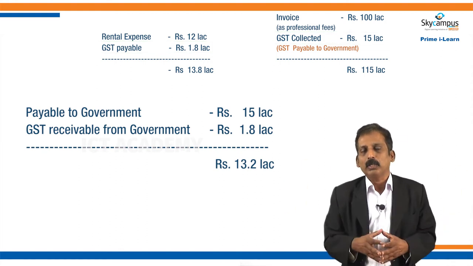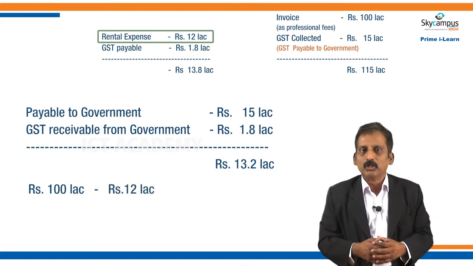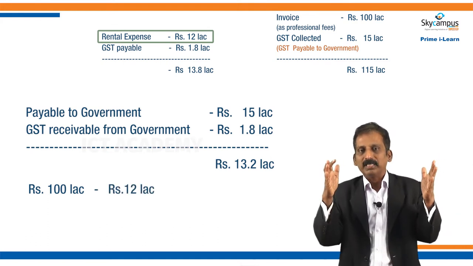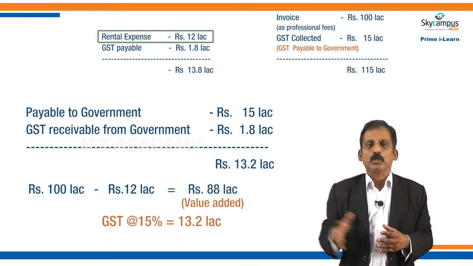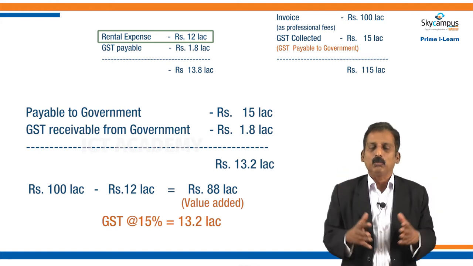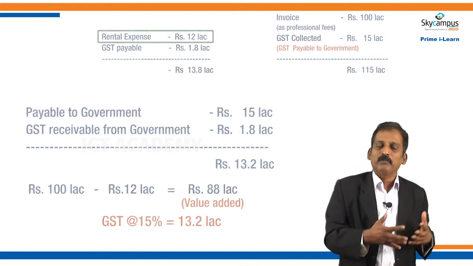How does this 13.2 lakh get reconciled? 100 lakhs of income, 12 lakhs of expenditure, the value added therefore is 88 lakhs. 15% of 88 lakhs is 13.2 lakhs. And thus essentially what happens, thanks to input tax credit, is that the accounting firm pays GST on the value added. And that's precisely the reason why GST is a value added tax. And internationally, most countries have embraced VAT.